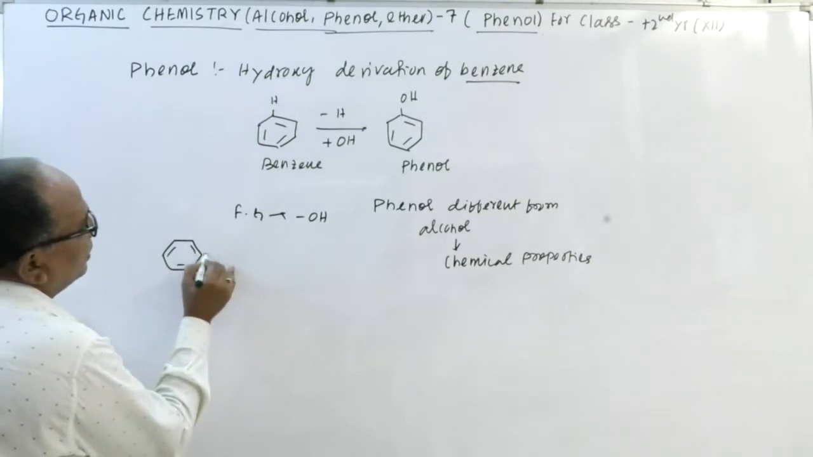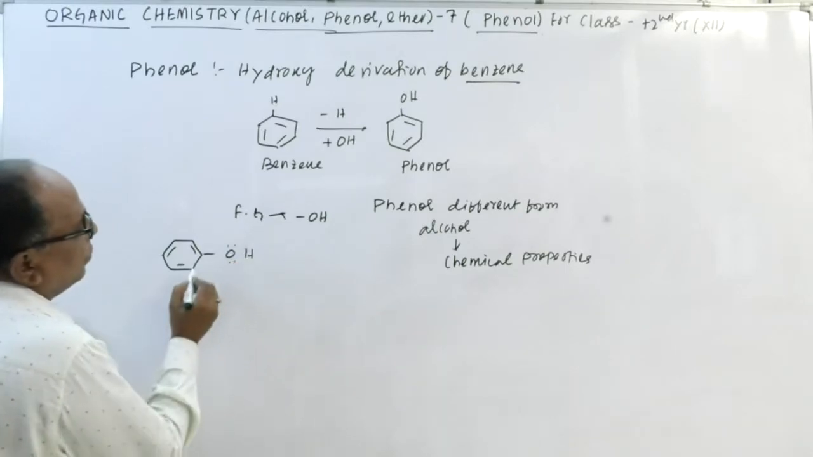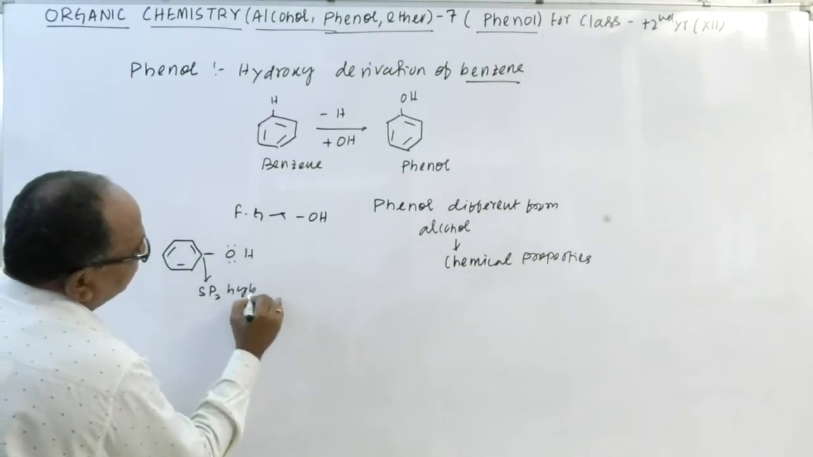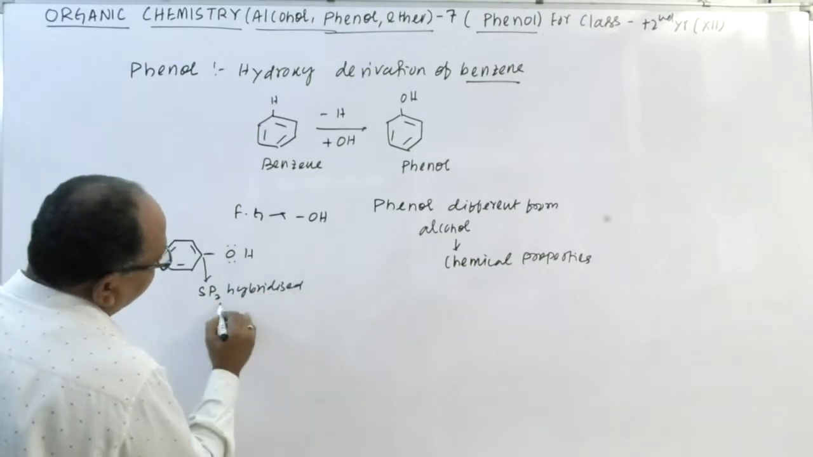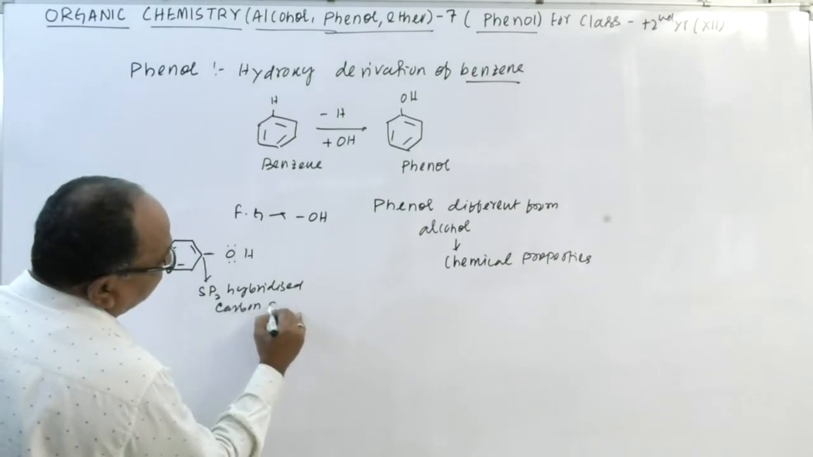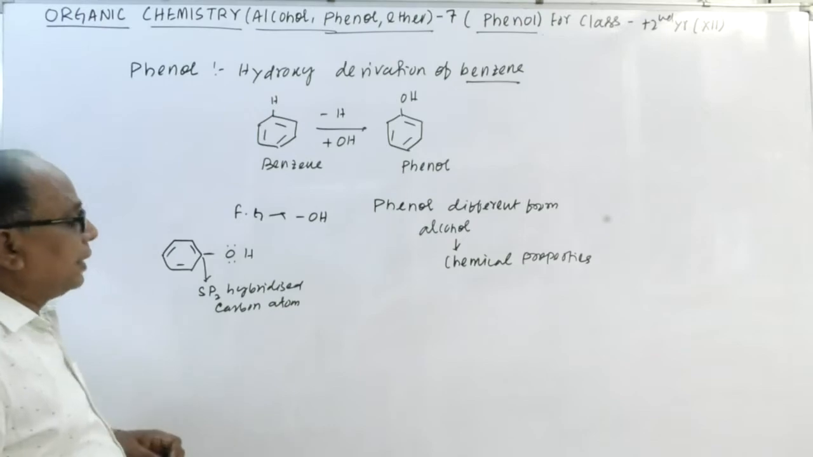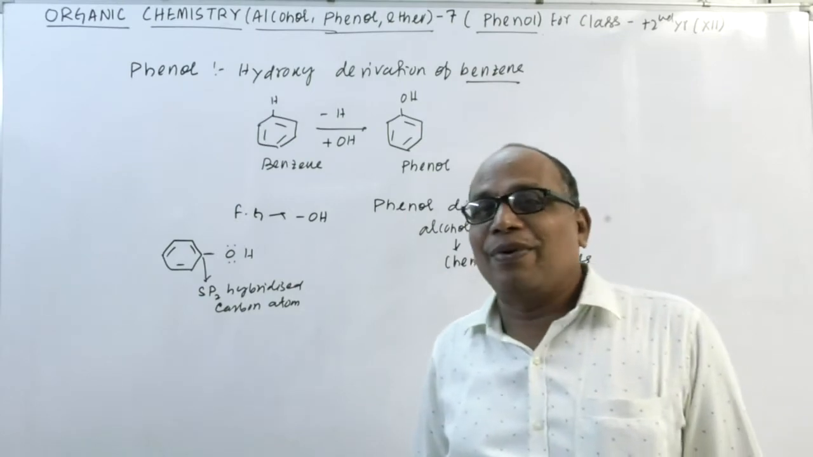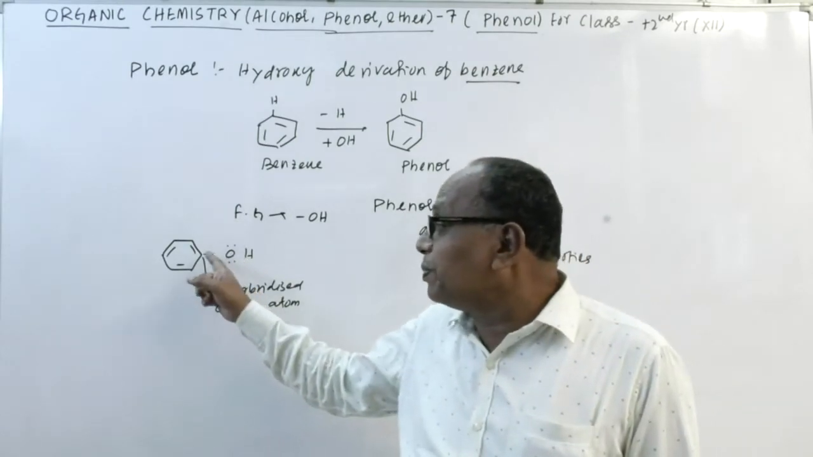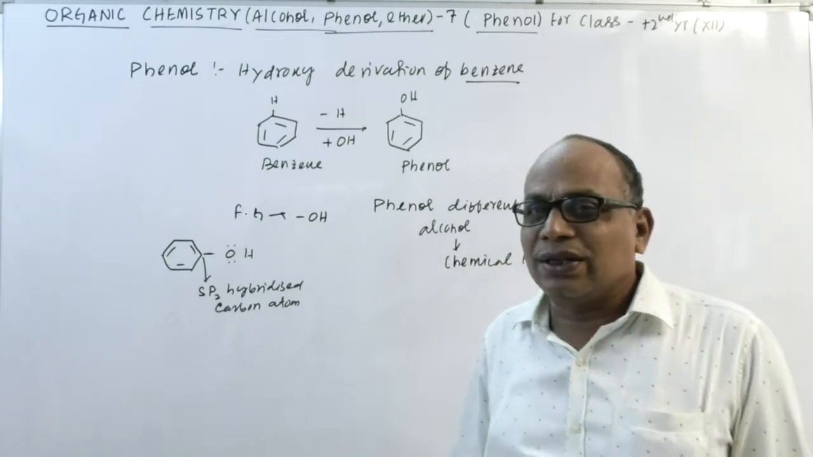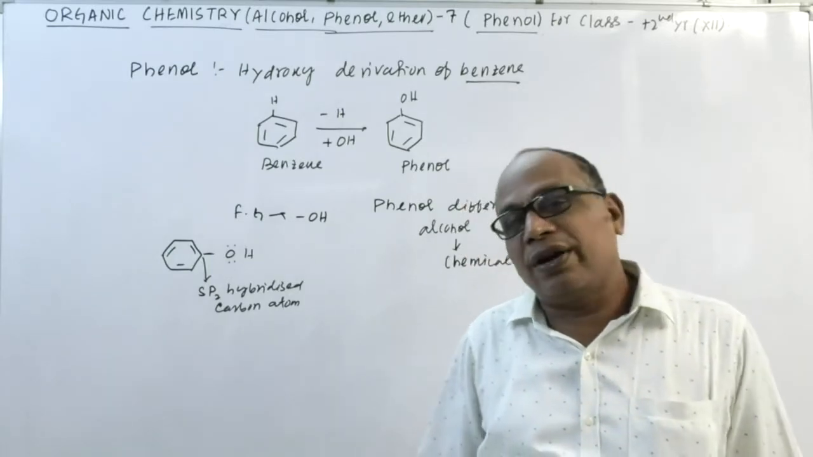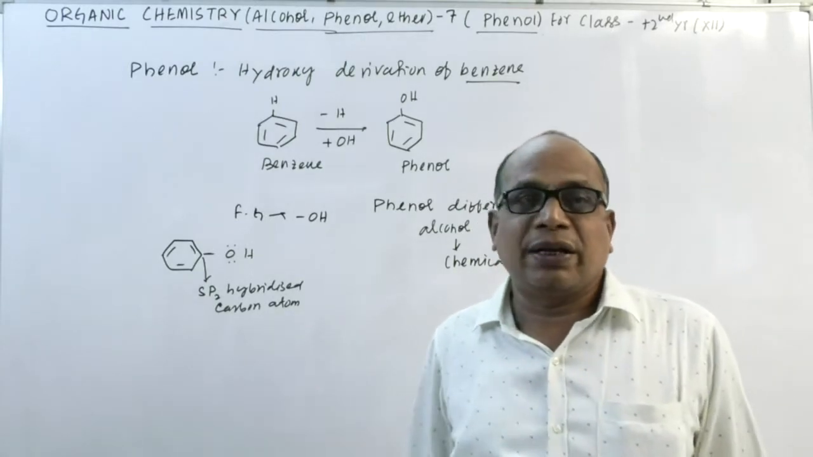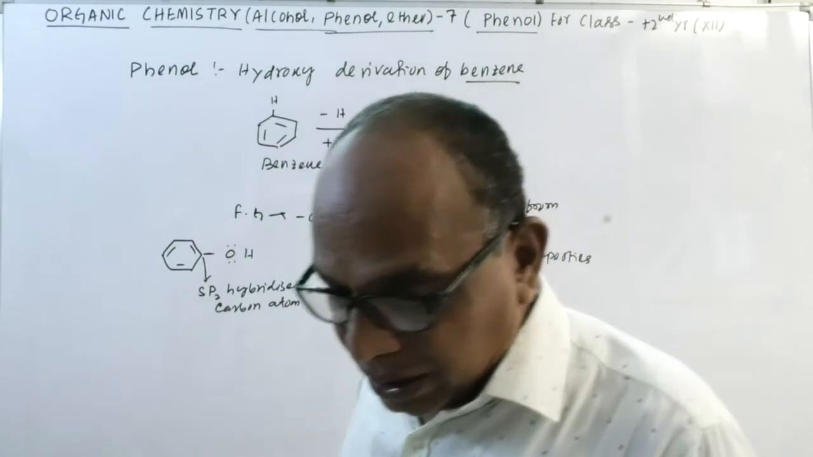Many properties are different because in phenol, this is your phenol, here this is your OH group, and this OH group is bonded to an sp2 hybridized carbon atom. Whereas in alcohol, the OH group is bonded to an sp3 hybridized carbon atom. And because it is bonded to an sp2 hybridized carbon atom, it can exhibit resonance. That's why phenol is quite different from alcohol with respect to their properties and their method of preparation.